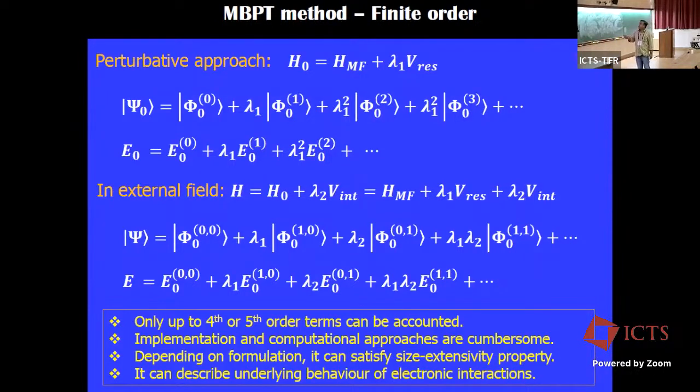So see, now let us say I have the total Hamiltonian. So this is my mean field wave function. Okay. So this is the residual interaction. Now I can treat these residual interactions perturbatively using perturbation theory. So then the total wave functions I can write down as the mean field wave function, then the first order corrections, second order corrections, and so on. Similarly, the energies can be written like that.